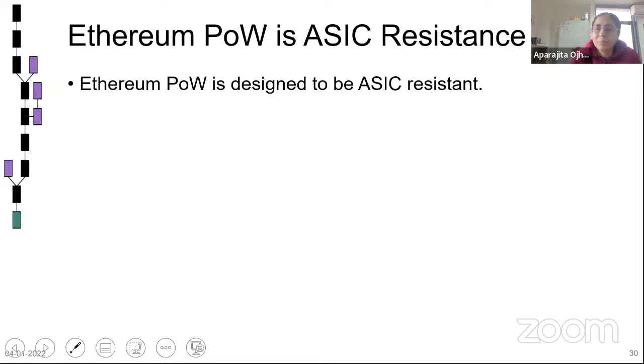But Ethereum proof of work is designed to be application specific, like there are ASIC resistant. So what happens is that they are dependent on bringing memory bytes. So they are dependent on memory. Take the hash of the memory address and all this. So this is a little different than proof of work for Bitcoin. So it is memory hard.